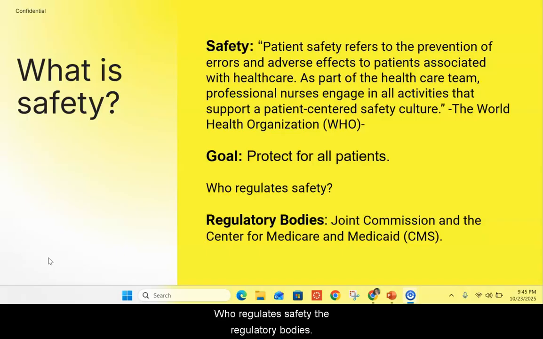Who regulates safety? The regulatory bodies. That includes the Joint Commission and the Center for Medicare and Medicaid, which together typically have the National Patient Safety Goals. And that is how hospitals or facilities maintain safety, and they track all safety events.